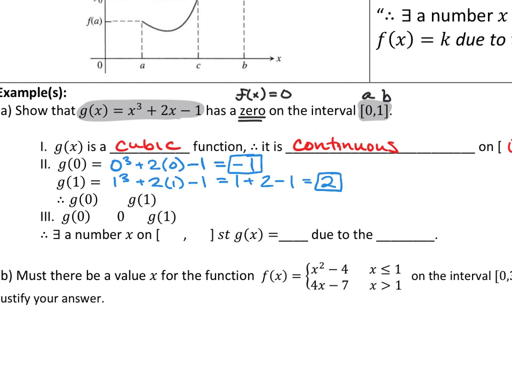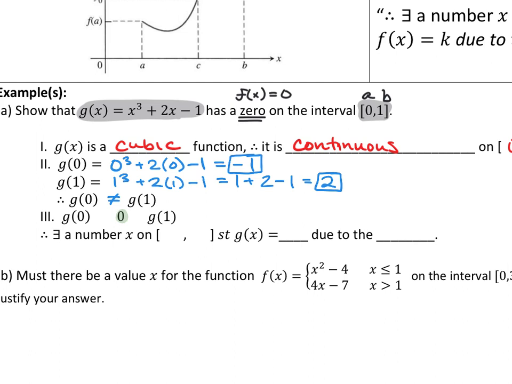Are those the same number? Great. That's enough for part 2, just to say that they are not equal to each other. So after we show what g of a and g of b are, we say, therefore, g of 0 does not equal g of 1, because they're not the same number. Now, the number we're trying to make sure exists on this interval is the number 0. Is 0 in between negative 1 and 2 on a number line?